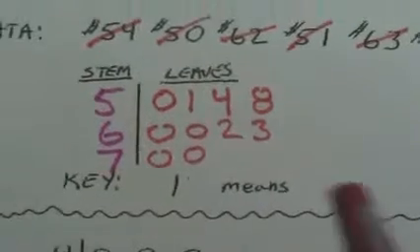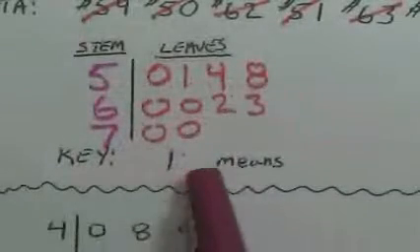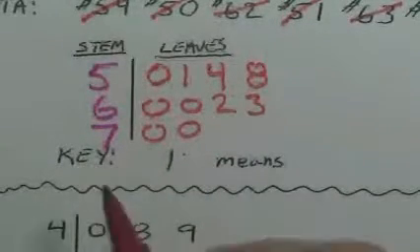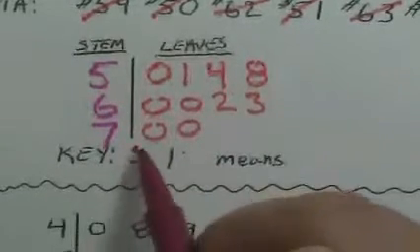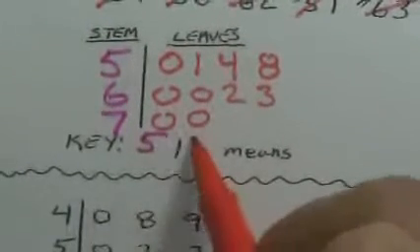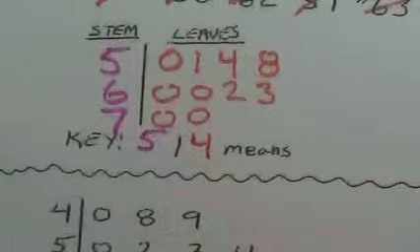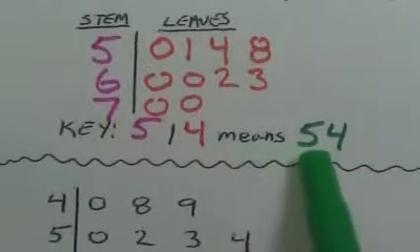So now if someone was looking at this and they didn't have these numbers up above, they could only see the stem and leaf plot. They don't know what this means. Okay, so we have a key to tell them. For example, if I say 5, line 4, that means it's 54.